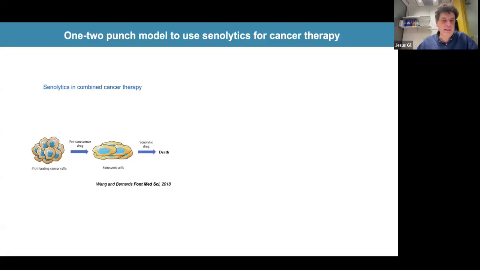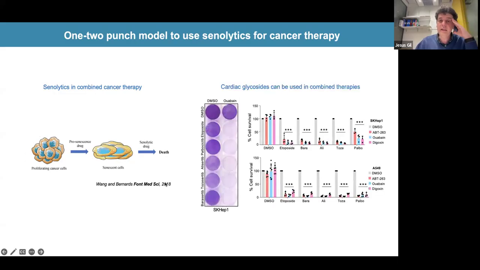So this is in the context of aging. I'm going to show you some data in the context of cancer therapies, and I will come back to this at the end of the talk. This is what I mentioned before, this one-two punch approach. If we treat cancer cells with chemotherapy or radiotherapy, we induce senescence in the tumor. If sequentially we follow with a senolytic drug, we can eliminate these cells more efficiently.